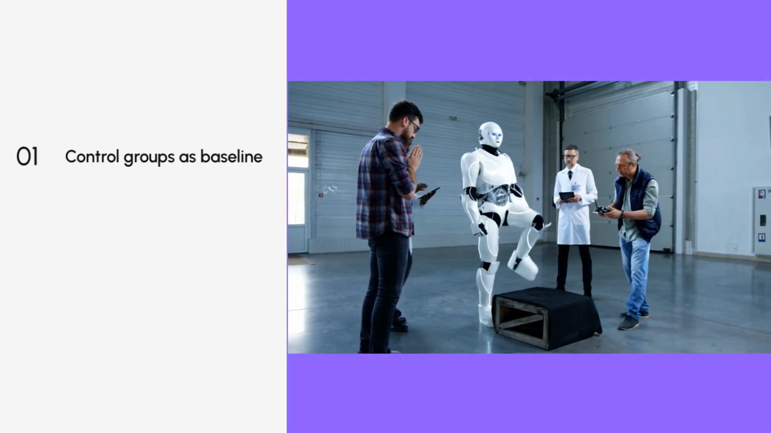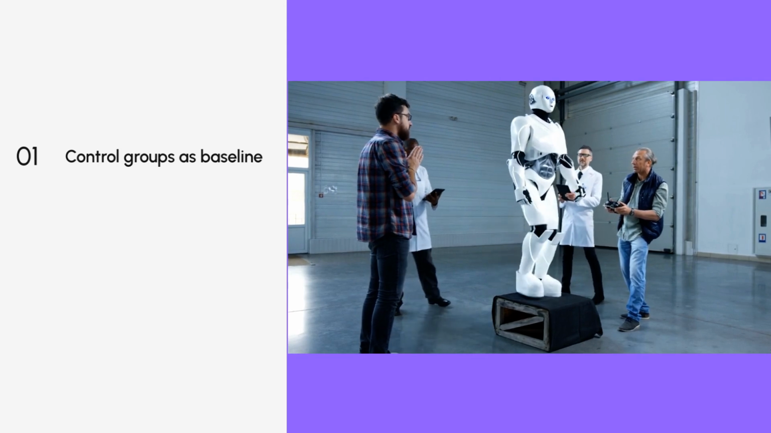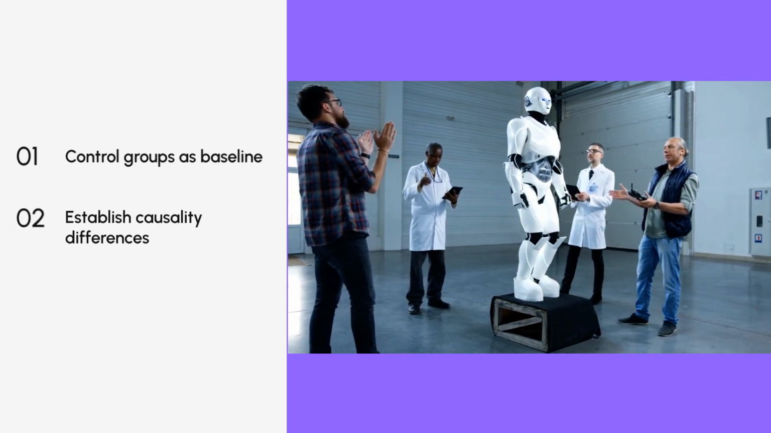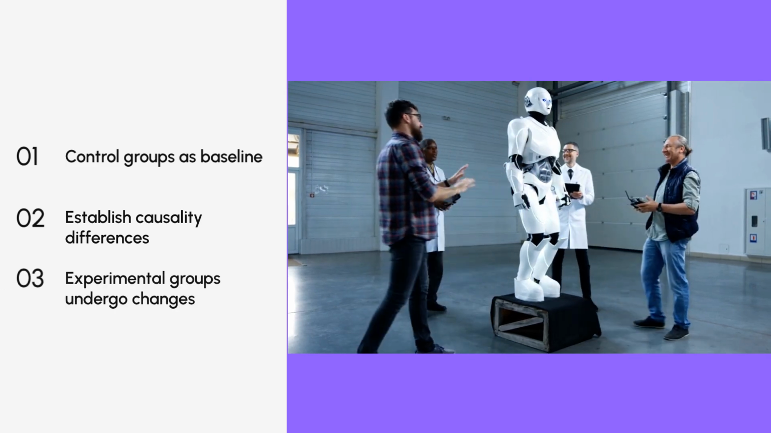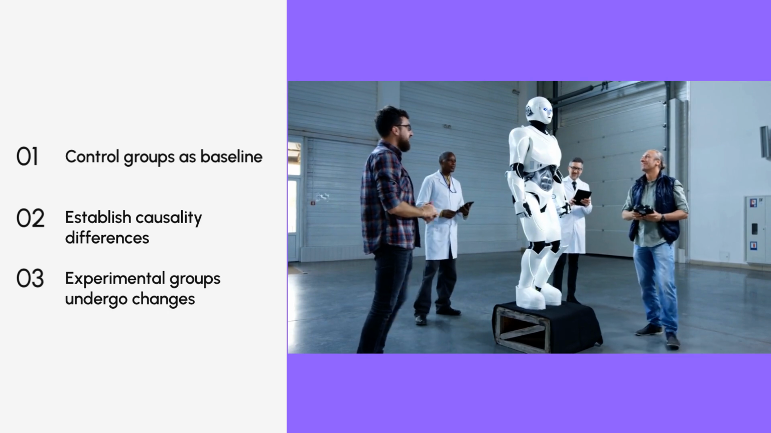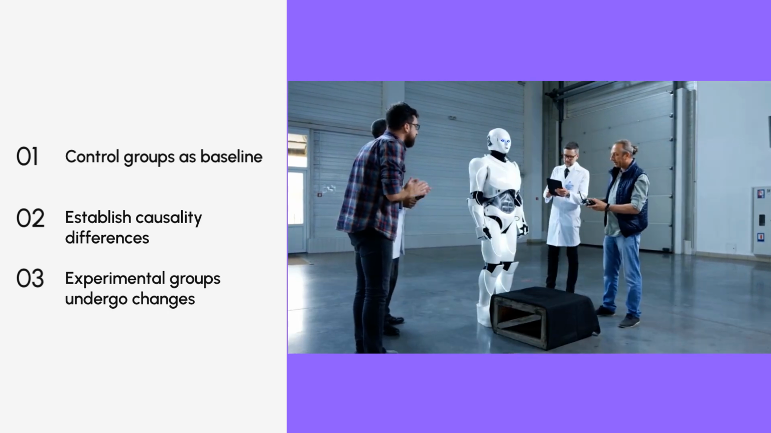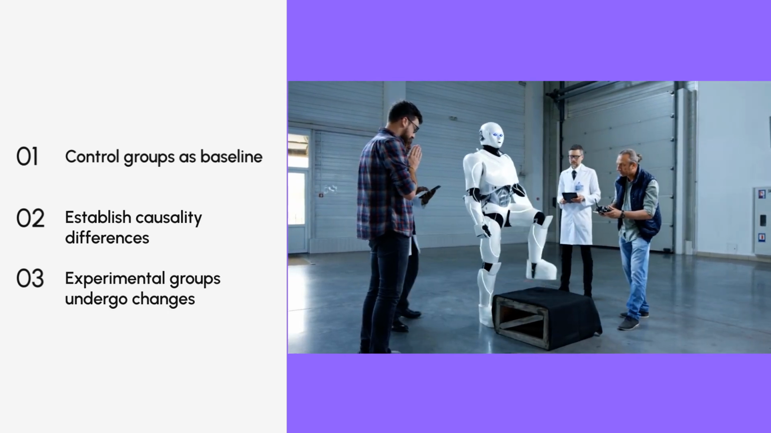Control groups serve as a baseline for comparing treatment effects. They help establish causality by showing differences from the baseline. Experimental groups are exposed to changes in factors. This comparison is crucial for understanding treatment impacts. It's a key aspect of experimental design.